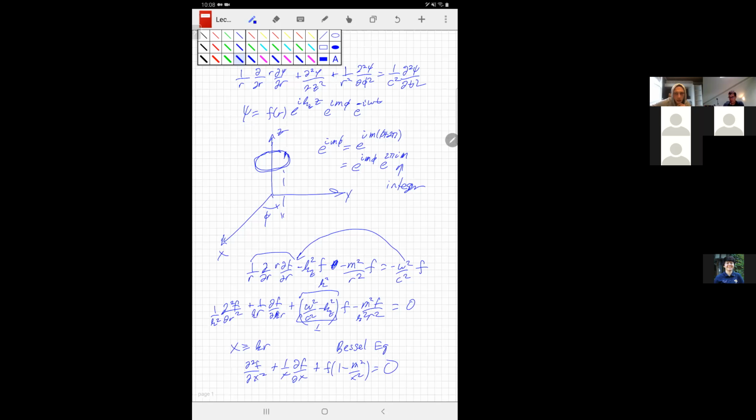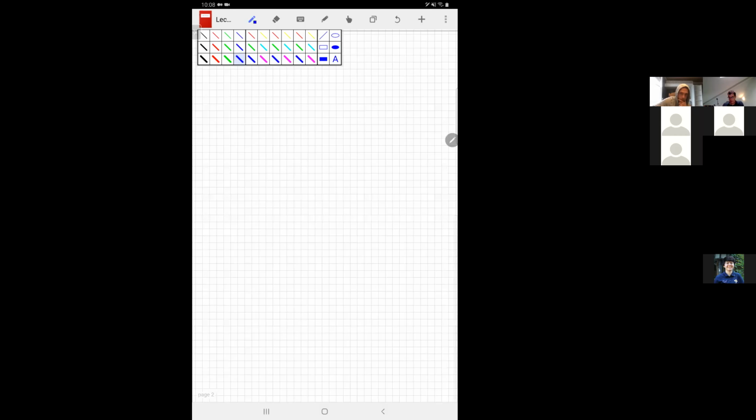This is called the Bessel equation. It's a second-order linear differential equation. And we're going to attempt a power series solution.